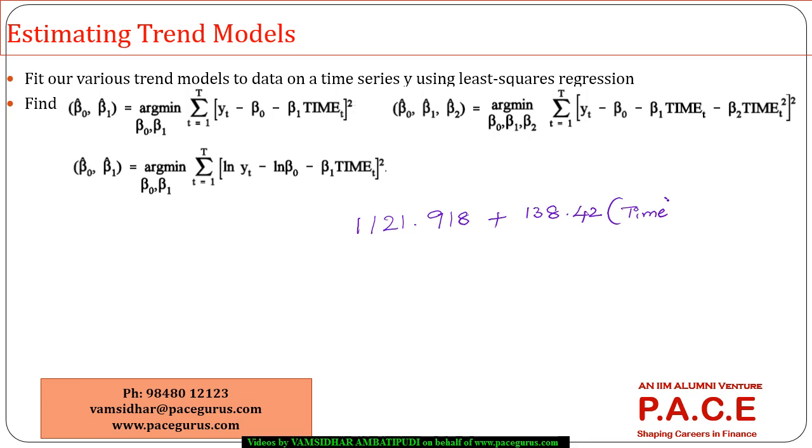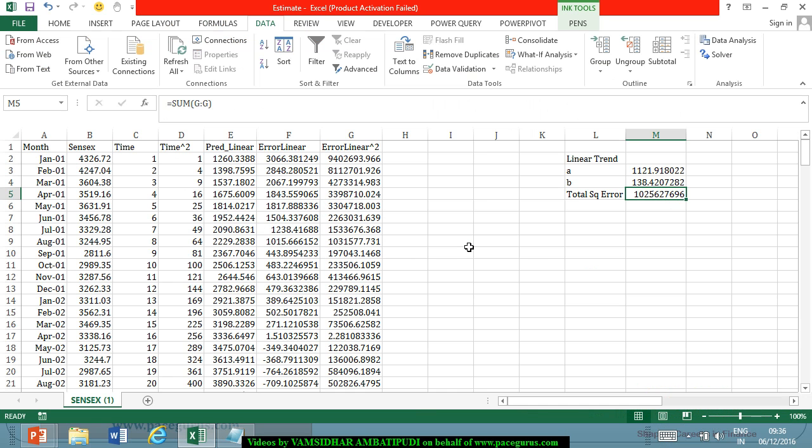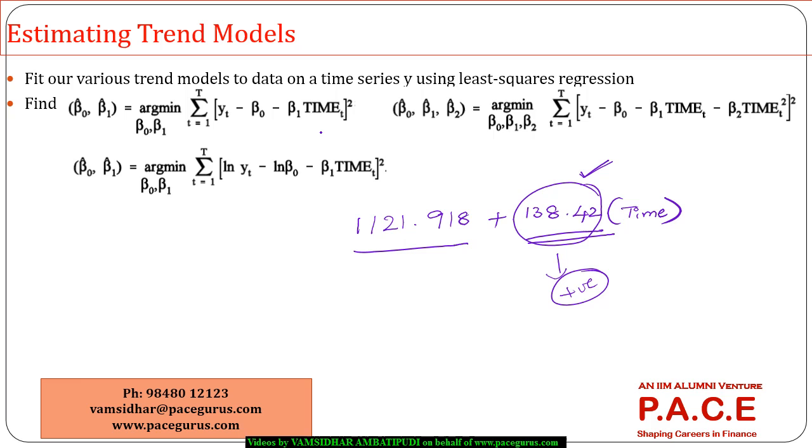This is the kind of model that we have got. The intercept is 1121 and the slope is 138.42, which is positive, indicating that on an average per month the index value is increasing at the rate of 138.42 points. On an average every month I am looking at the index growing at 138.42 points. That is how I am looking at the linear trend model.